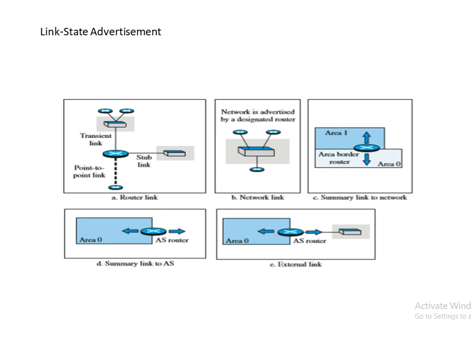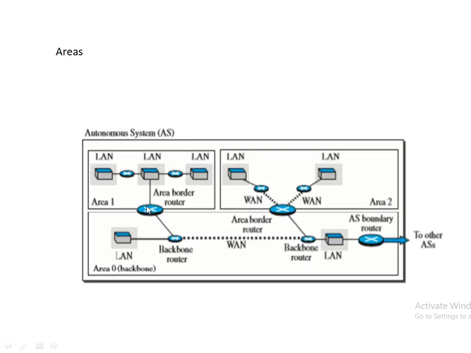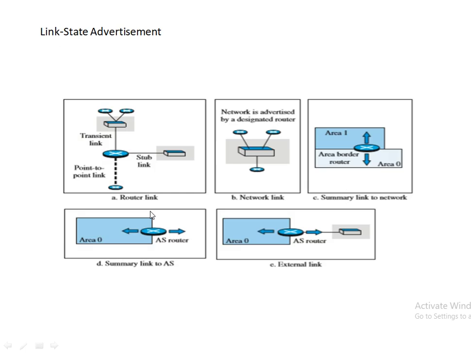Now the third one is summary link to the network. This is done by an area border router. You can see in the previous diagram, this is the area border router which connects the two areas. So this area border router will advertise the links collected by the backbone to an area, or the summary of the links collected by the area to the backbone.